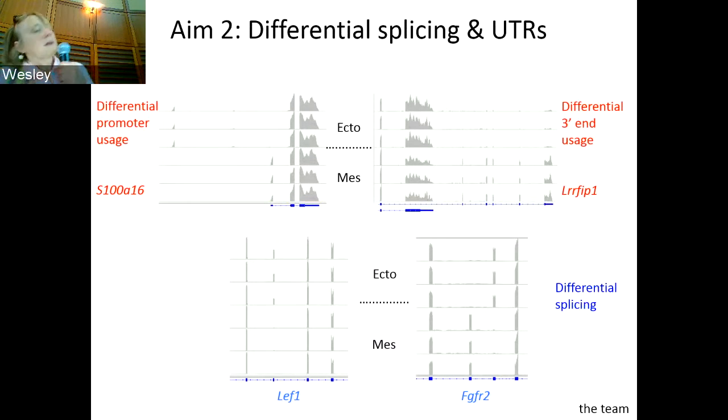What are we doing? So we're starting with the RNA-seq data and looking for differential promoters. This is an example of a promoter that's in the ectoderm, a promoter that's in the mesenchyme, alternatively used, differentially used. An example of a 3' end differentially used in the mesenchyme versus the ectoderm. And a couple of different flavors of alternative splicing, an exon that's skipped in the mesenchyme or alternatively used in mesenchyme and ectoderm. So these are specifically the kinds of differential usage that we're looking for.